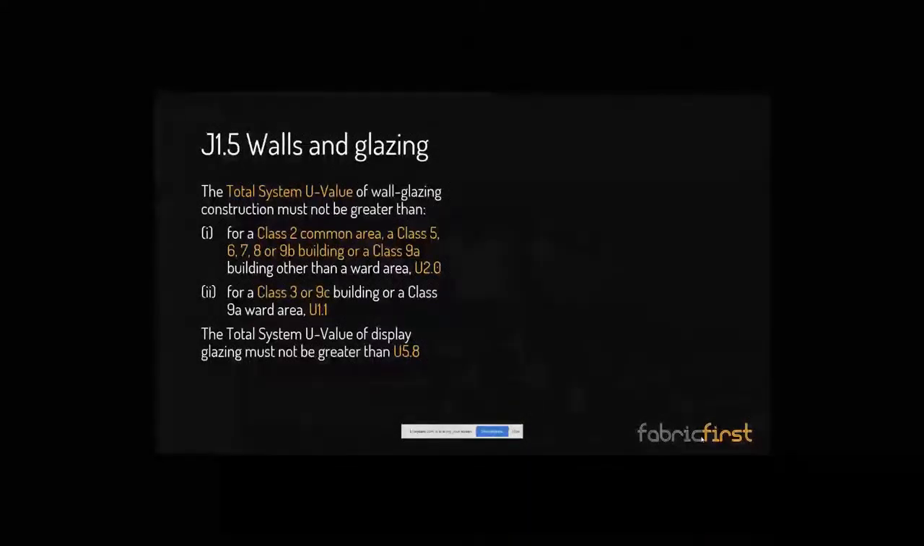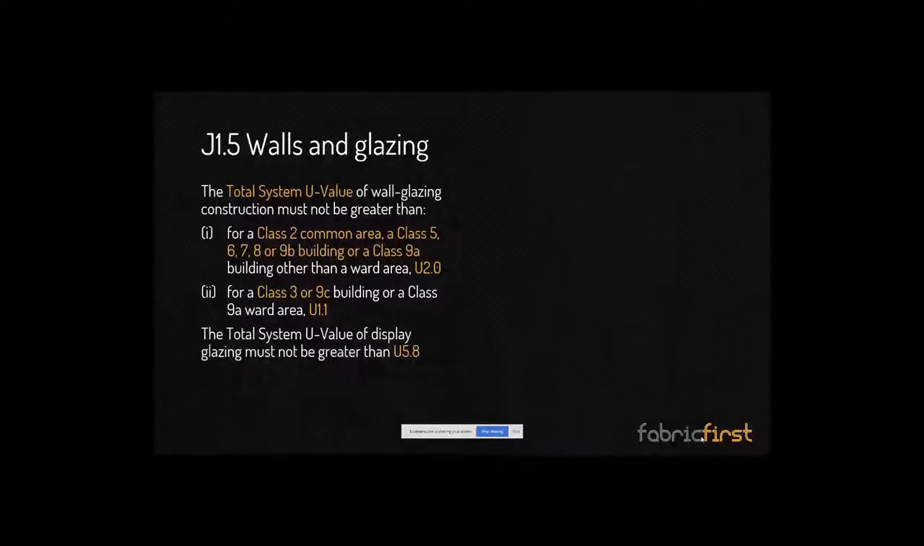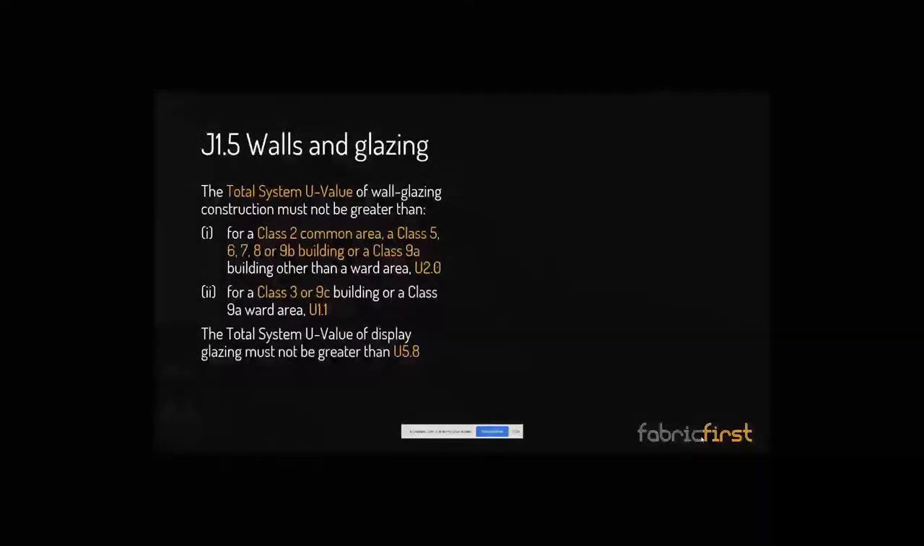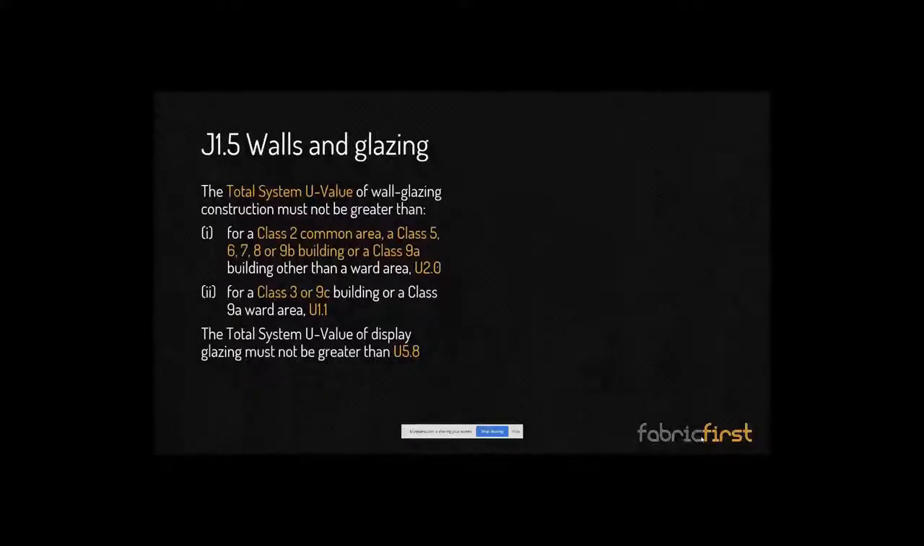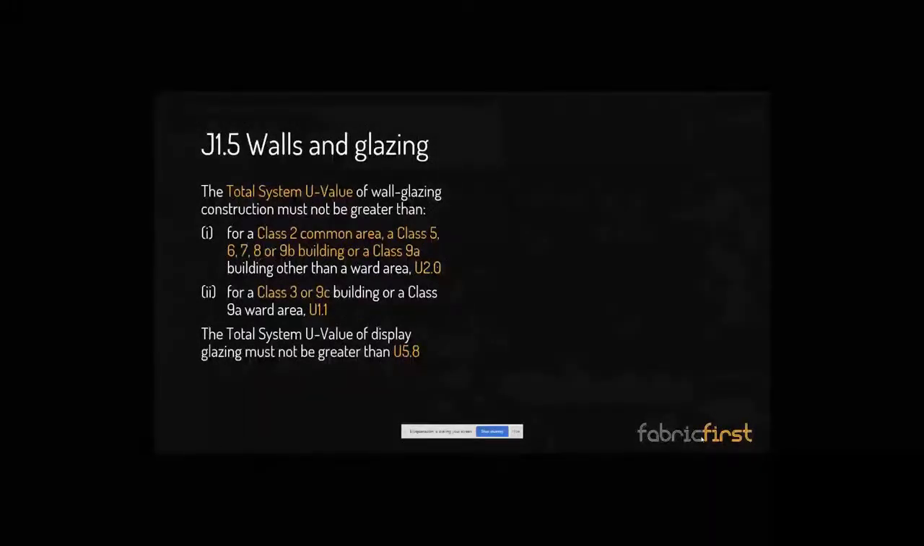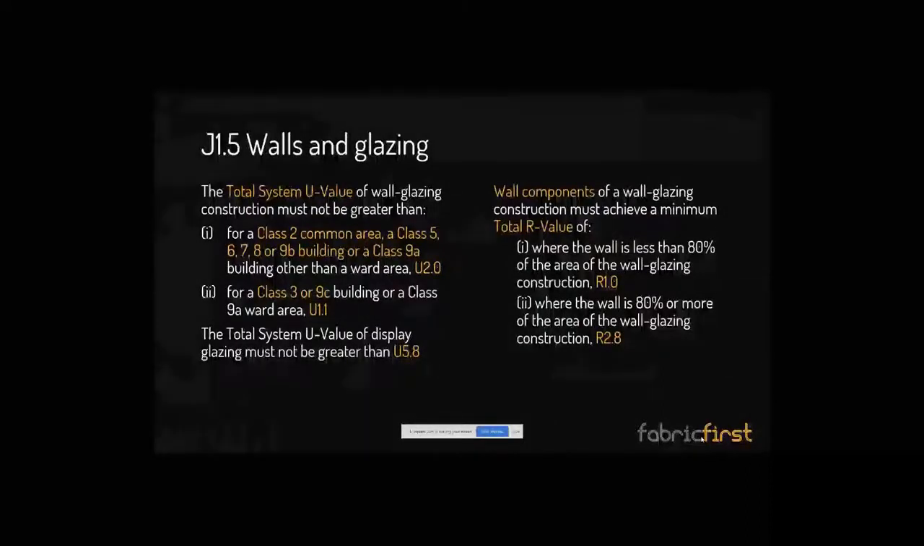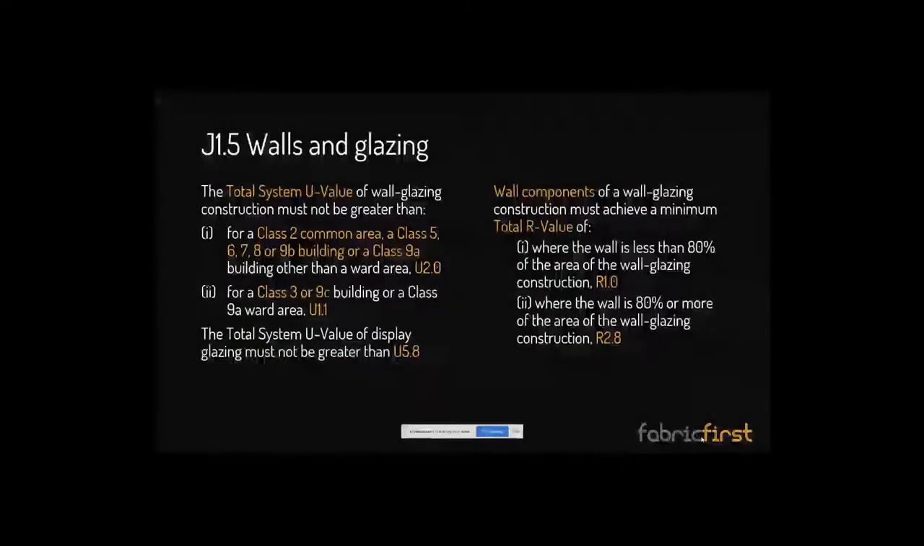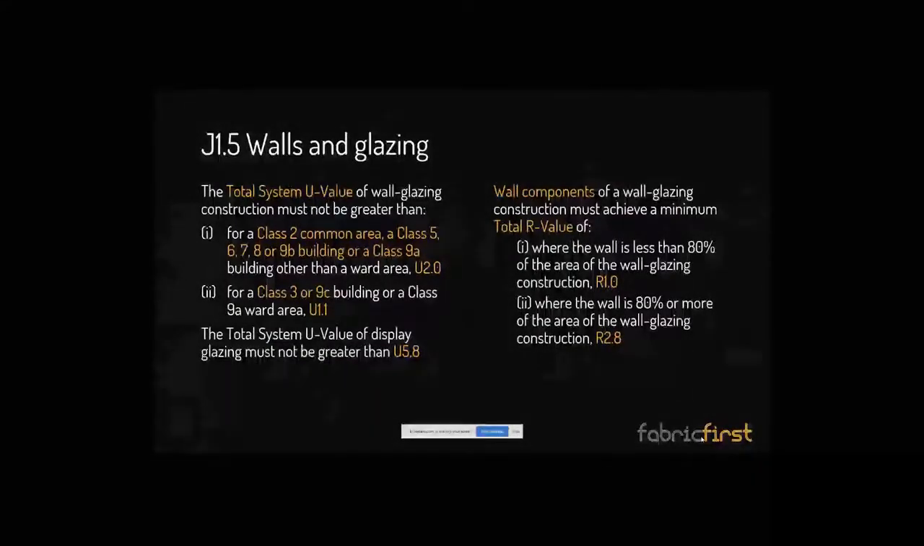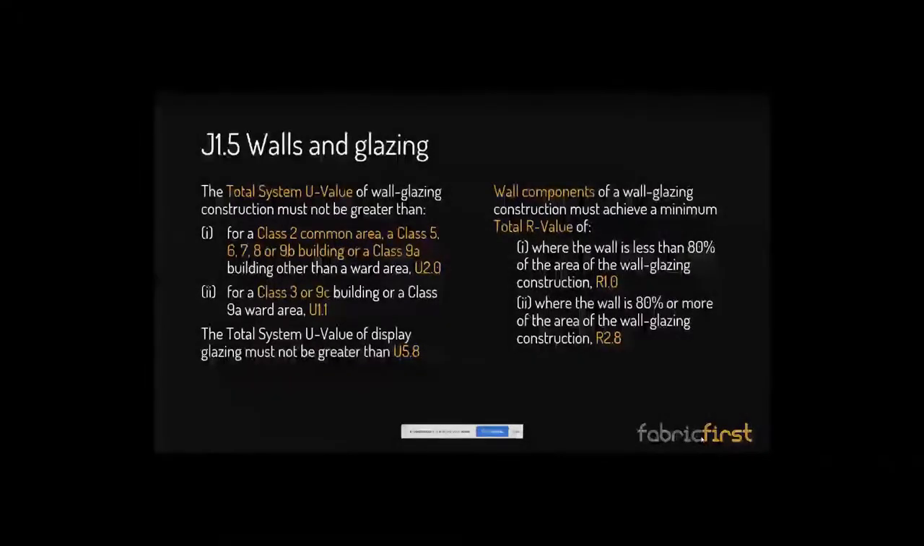So typically for class 2, class 5, 6, 7, 8, 9B, 9A, a value of 2 is the target. For others, it's 1.1 for class 3 and class 9C. And there's a bit of a backstop there for the display glazing, but that can't be more than a value of 5.8 now. So we're combining things. That bit down the bottom, the opaque bit, the spandrel or wall, doesn't need to be a spandrel, but there are backstops there now, and you can see we're looking at values of R1 and R2.8.